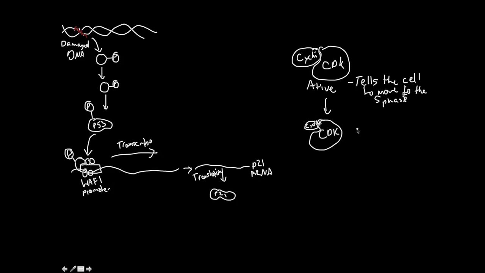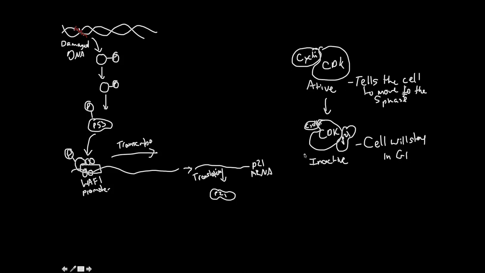So cyclin CDK complex, but this time the P21 is going to bind to it. So here's my P21 protein. It binds to the complex, it deactivates it. So now it's inactive. It's an inhibitor. So it's inhibiting the cyclin CDK complex. It's inactive. That is going to tell the cell to stay. So the cell will stay in G1.